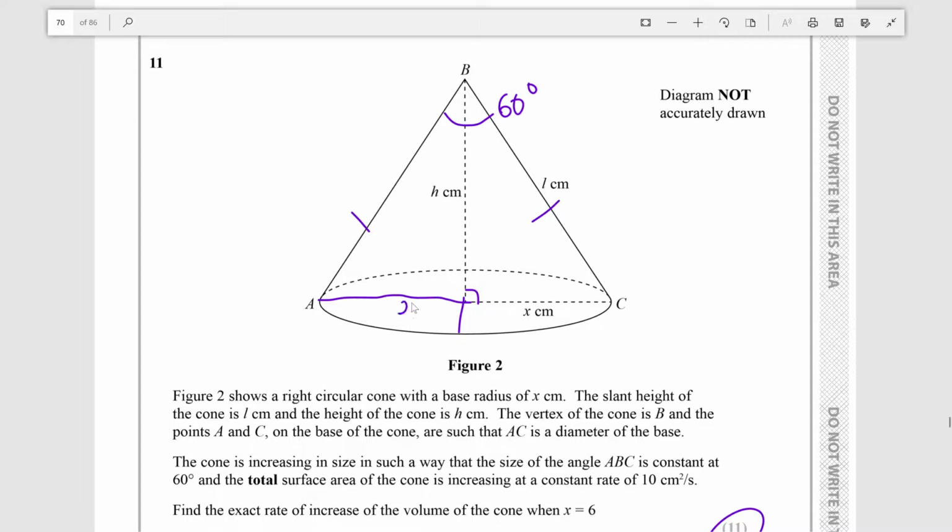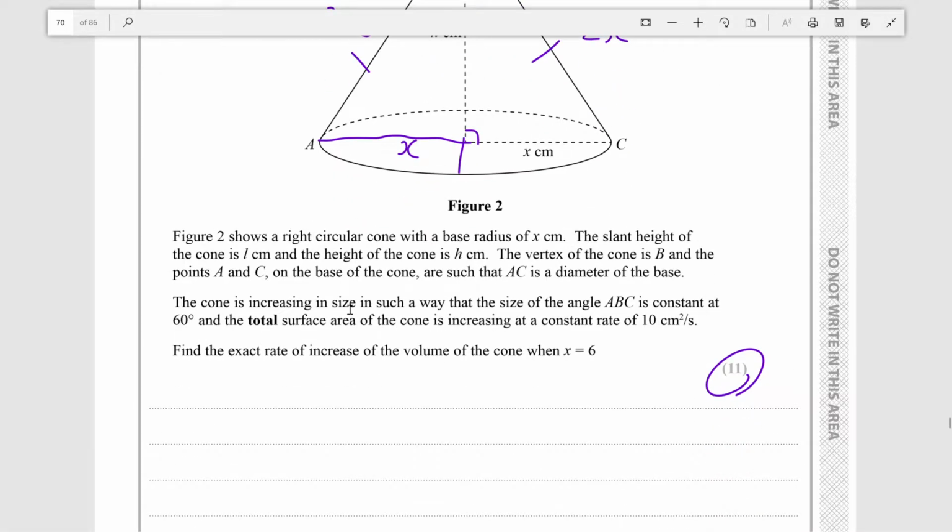So this side would be x, this would be 2x, this would be 2x as well. And the total surface area of the cone is increasing at a constant rate of 10 centimeters per second squared. So change in area over the change in time is always equal to 10. Find the exact rate of increase of the volume of the cone when x, the radius of the base, is 6.